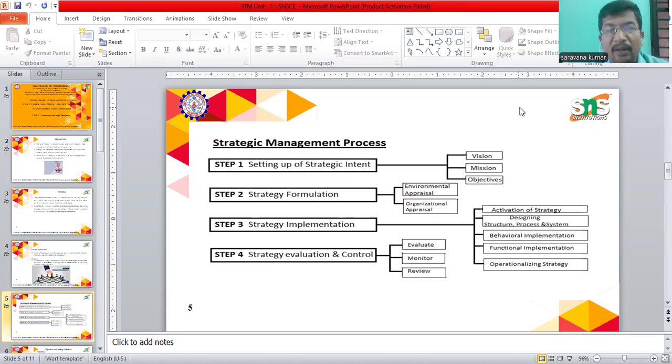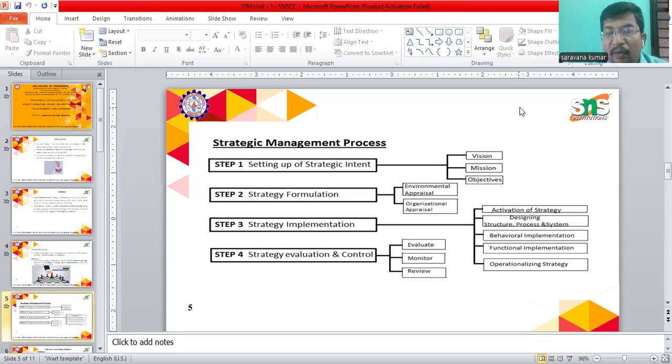Step 1, setting up of strategic intent. Intent is nothing but intention, it's a focus. By focus, I mean setting up the strategic intention to frame the vision, mission, and objectives. Vision is a long-term goal, as everyone knows. Mission is a short-term goal, and finally, you have the objective or goal or target.